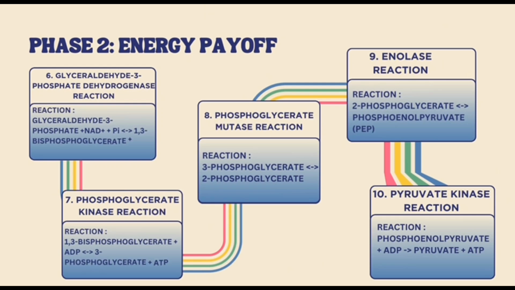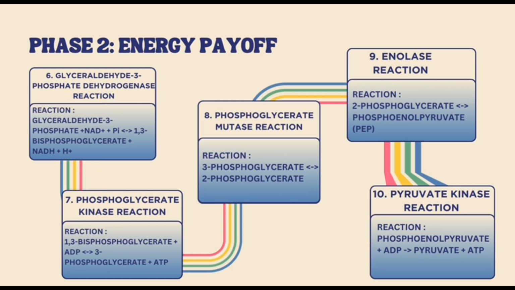Firstly, the glyceraldehyde 3-phosphate dehydrogenase reaction, where it is oxidized and phosphorylated, producing NADH. Secondly, the phosphoglycerate kinase reaction, where 1,3-bisphosphoglycerate transfers a phosphate to ADP, forming ATP. Thirdly, 3-phosphoglycerate is rearranged to 2-phosphoglycerate through the phosphoglycerate mutase reaction.